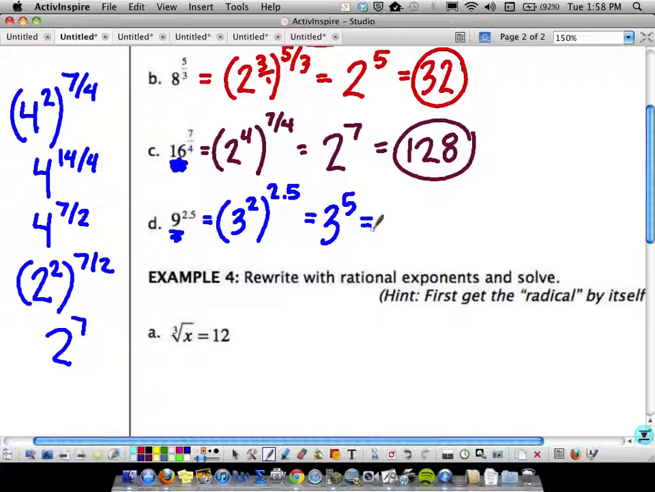3 to the 5th, oh man, let's see if we can do this in our head. 3 times 3 is 9. Times 3 again is 27. Times 3 again is 81. Times 3 again is 243. So 9 to the 2.5 is the same thing as 243.